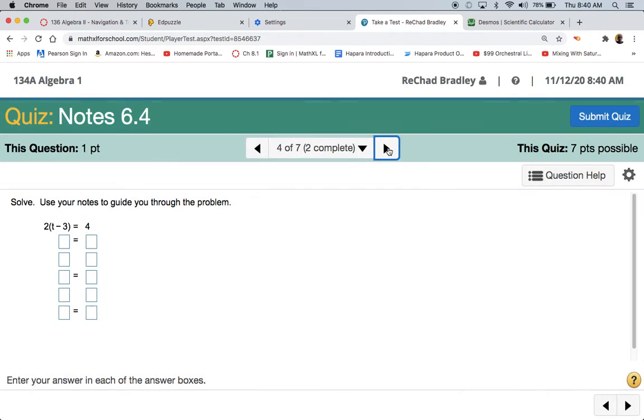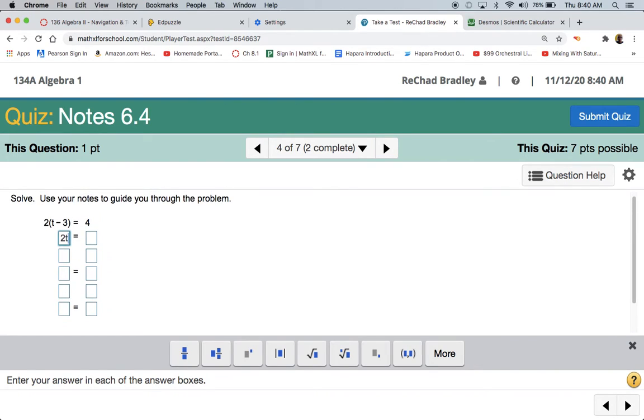Not so much worried about those questions. Don't forget you will have the ones on your homework today where they'll be on this side. So again, 2 times t is 2t. 2 times negative 3 is minus 6. Then bring down your 4.